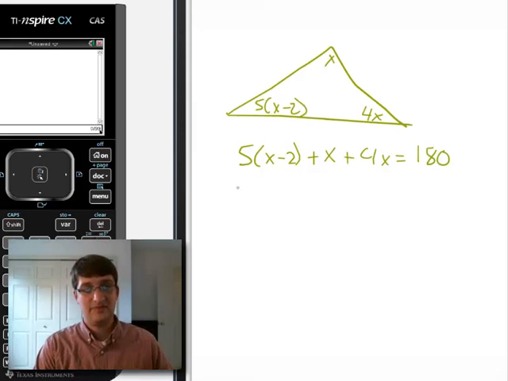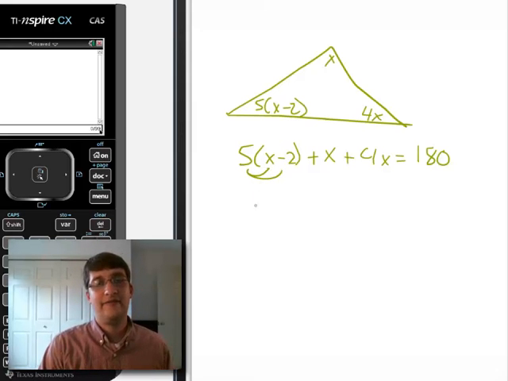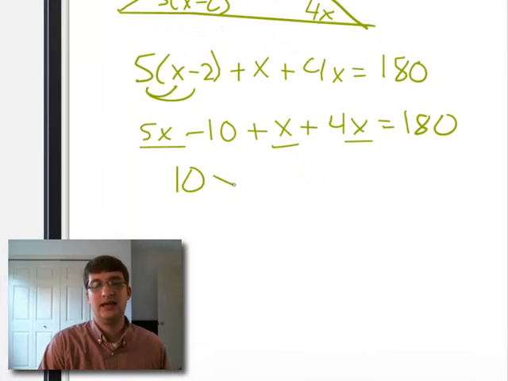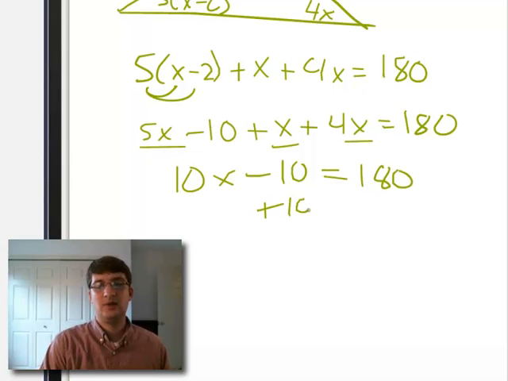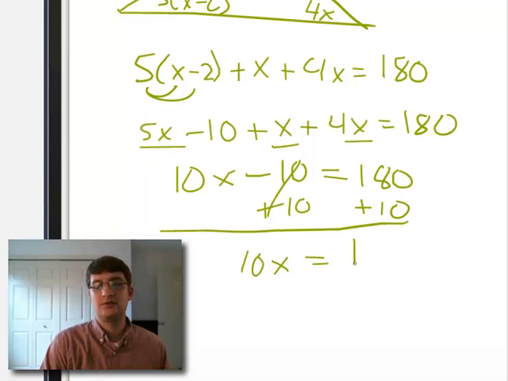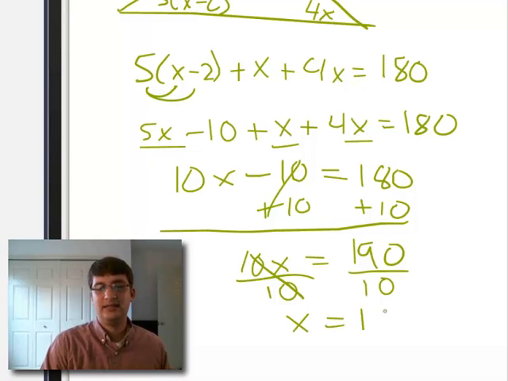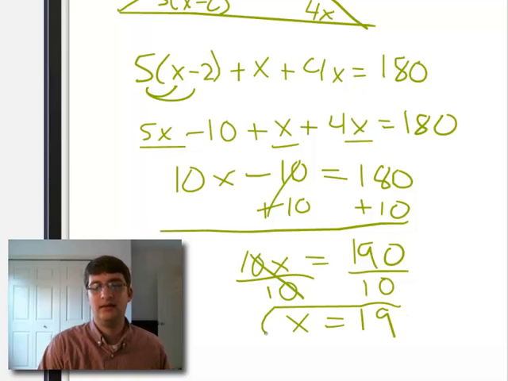I'm going to simplify a little bit now. I'm going to distribute here, so I got 5x, and 5 times negative 2, which is negative 10, plus x plus 4x. Now there's a little bit of combining like terms to do. 5x plus x plus 4x is just going to be 10x minus 10 equals 180. Now I'm going to add 10 to both sides, and I get 10x equals 190. Dividing each side by 10, I will then get x equals 19, because 190 divided by 10 is just 19.